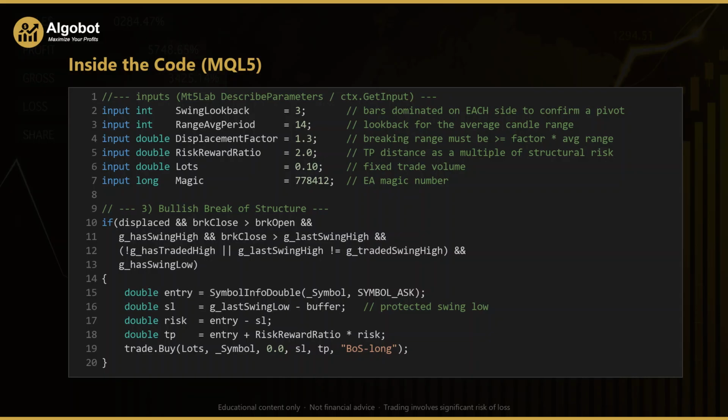The stop loss is the protected swing low minus a small buffer. Risk is simply the distance from entry down to that stop. The take profit is the entry plus the risk-reward ratio times that risk. Finally, the EA fires a buy order with the stop and target already attached. The bearish block, just below this in the file, is the precise mirror image, selling at the bid, hiding the stop above the protected swing high, and projecting the target downward by the same multiple.